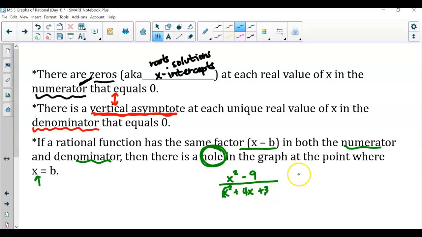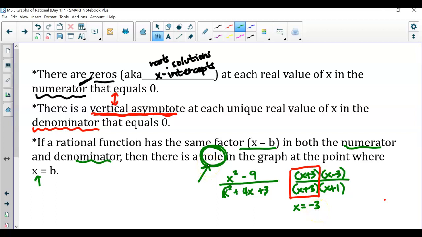So here you would factor this, right? I've got x plus 3 times x minus 3. And then we would factor the denominator into x plus 3 times x plus 1. So then we would go, okay, how can I simplify this? Well, I see that x plus 3 is in both the numerator and denominator, so we would cancel these out. This is going to represent the x value of what we're going to call the hole in our graph. So in this case, x is equal to -3. That is the x-coordinate of the hole.